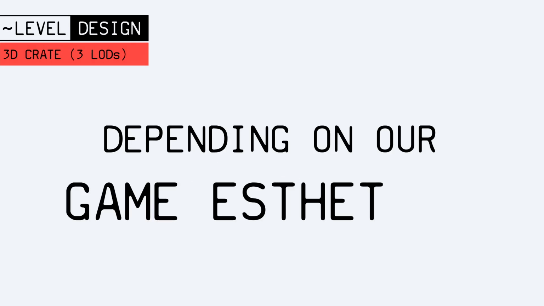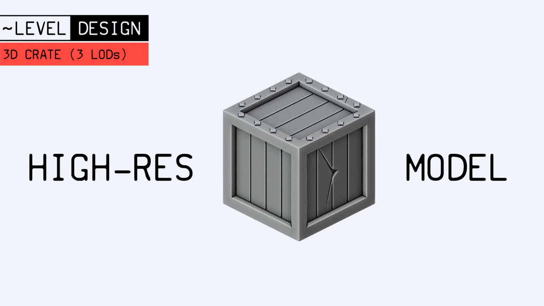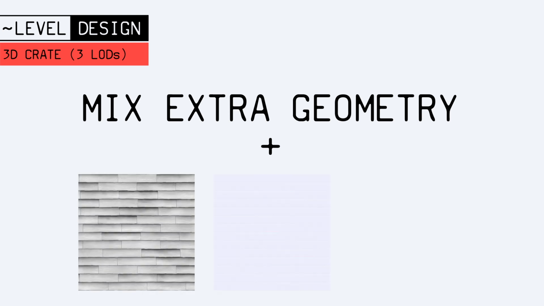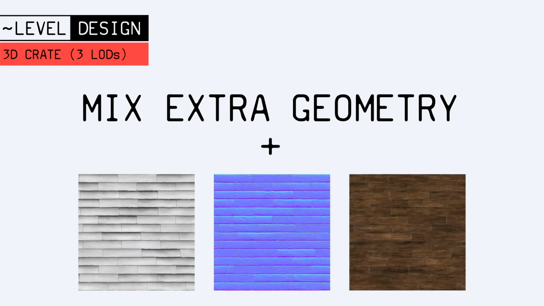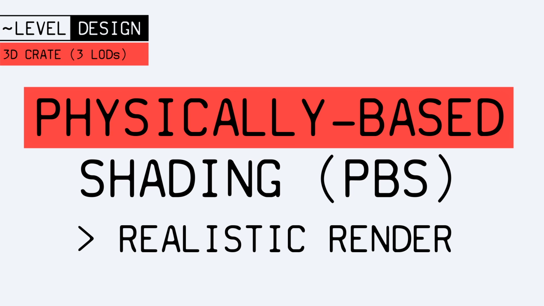Finally, depending on our game's aesthetics, we could also, of course, want to have a really high-resolution model, used in a specific context where it's placed very close to the camera, so it needs all those little bumps and cracks. To achieve this, we would most probably need to mix a bit of extra geometry with other usual tricks like surface imperfections, normal maps, and high-res textures. The goal here could be to create a physically based shading to make as realistic a render as possible.